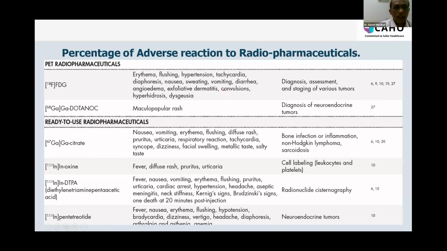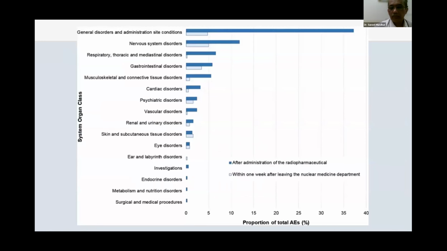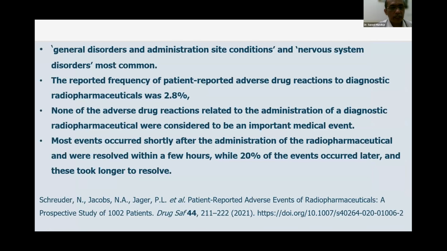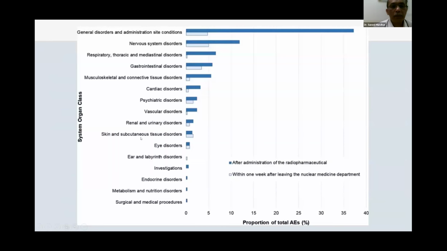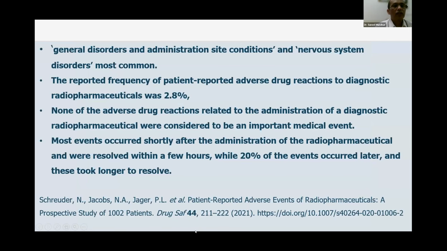This is another important study done by Schroeder et al. This was a study of patient-reported radiopharmaceutical reactions, and majority of them are general disorders and administration site conditions, and very few are nervous system disorders, and majority of them otherwise are rare. So what the paper concludes is that general disorders and administration site conditions and nervous system disorders are the most common. The reported frequency of patient-reported adverse reactions to diagnostic radiopharmaceuticals was 2.8% in this study.